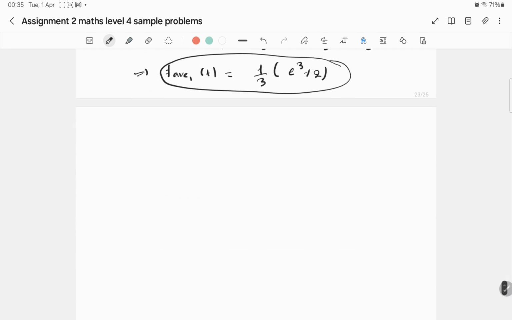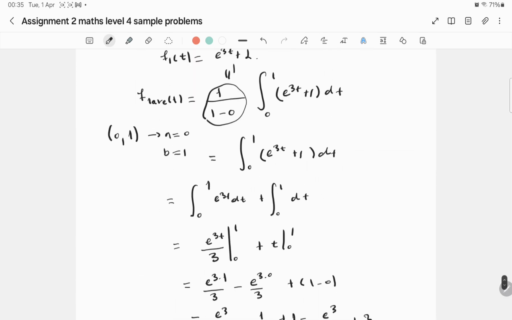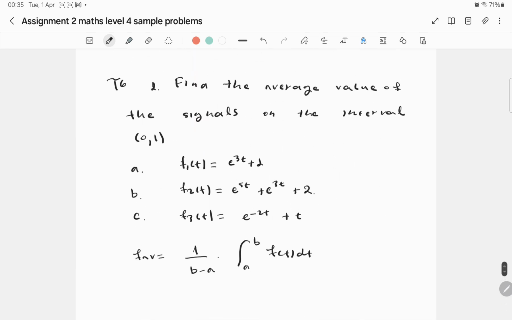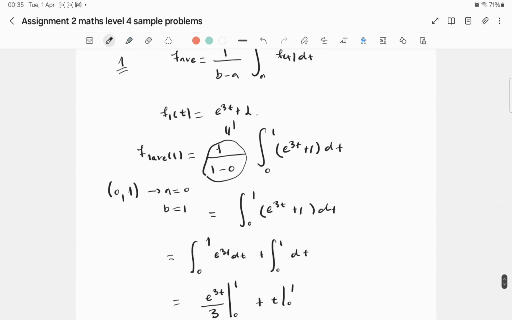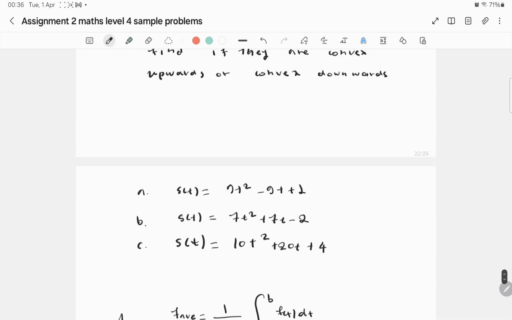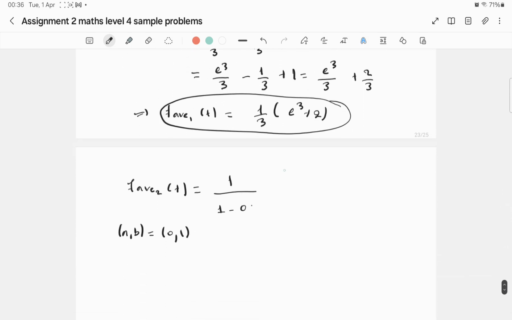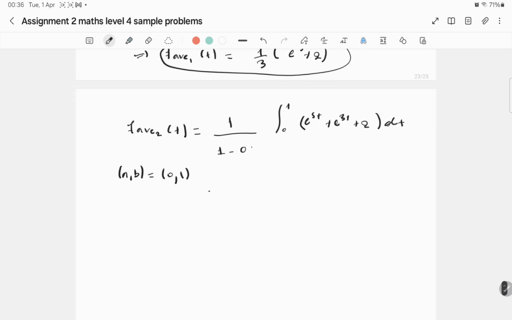Now let's go to find the average of the second function, f average of the second function. So it's 1 over 1 minus 0 because the interval a, b is just 0, 1 for all the functions. Integral 0, 1 e to the power of 5t plus e to the power of 3t plus 2 dt. That part here is equal to 1.